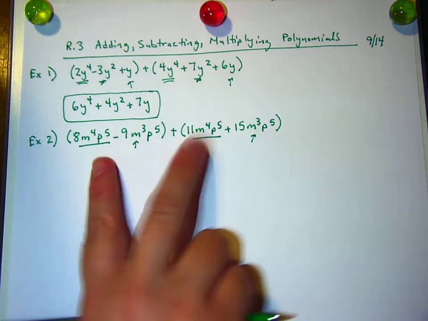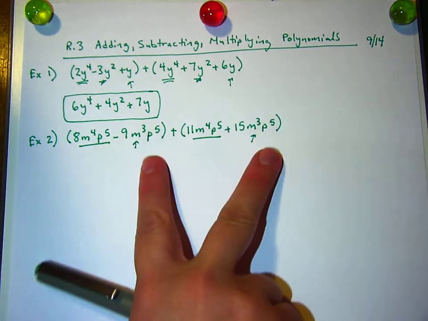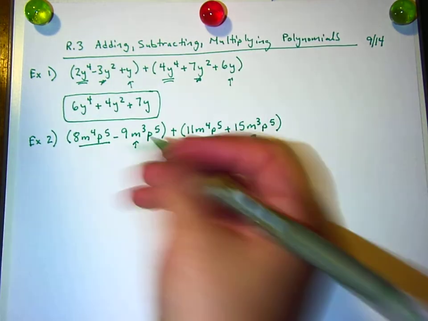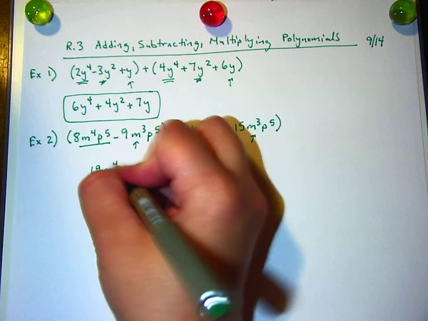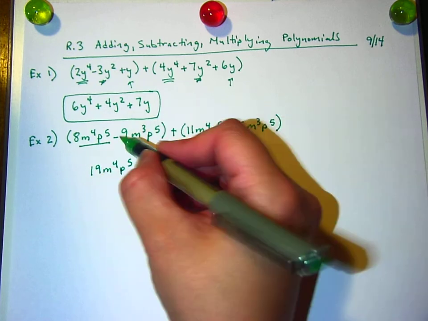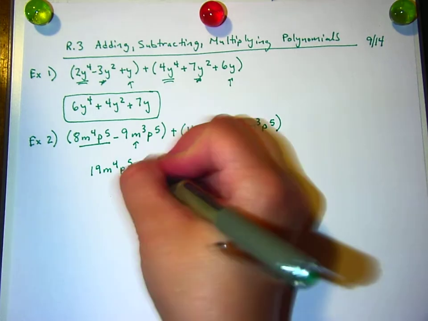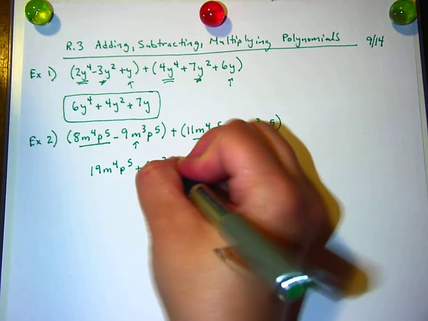And it's not always, by the way, that the first ones go with the first ones and the second ones go with the second ones. It really depends on the variable. So we're adding them all together. That's 19 m to the 4th, p to the 5th. And negative 9 and 15 is 6 m to the 3rd, p to the 5th.